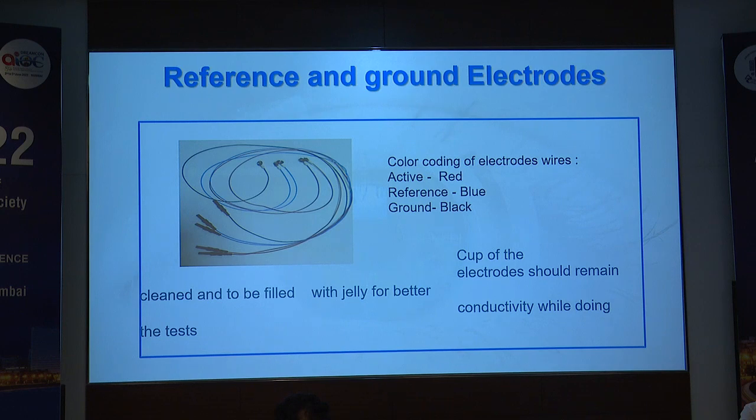The other types are the reference and the black ground electrodes. There is a color coding for the different electrodes. Different companies use different colors, but the most commonly used are: the active electrode is red, the reference electrodes are blue, and the ground electrode wiring is black.